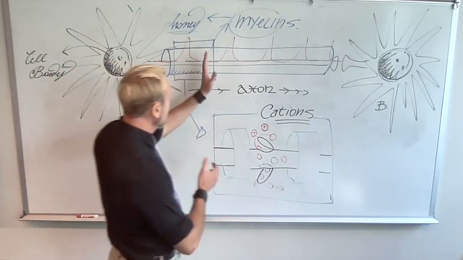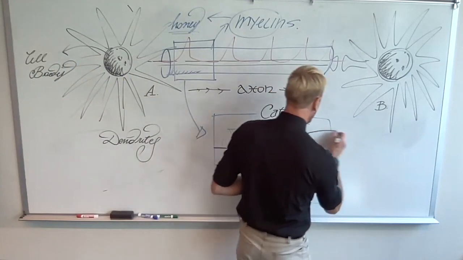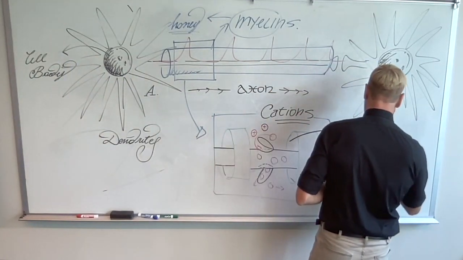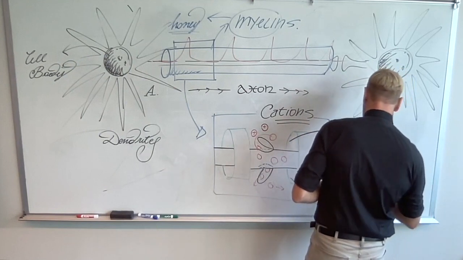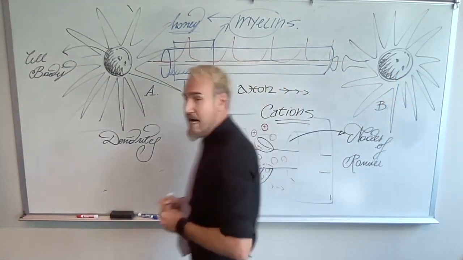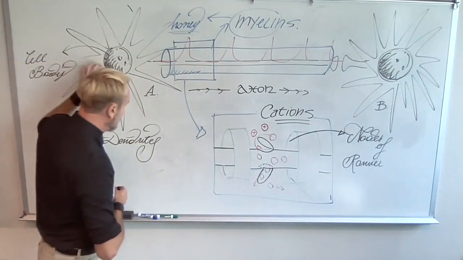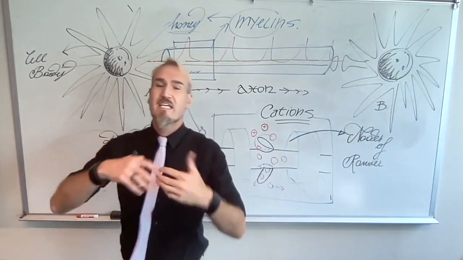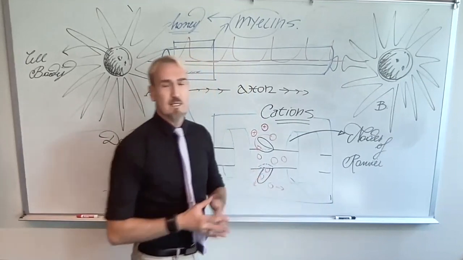Right here, at this intersection, the openings are called nodes of Ranvier. You have this action potential that determines the transmission of this information onto the next neuron, of course, onto the next bundles of neurons. We're not ever talking about two neurons alone.